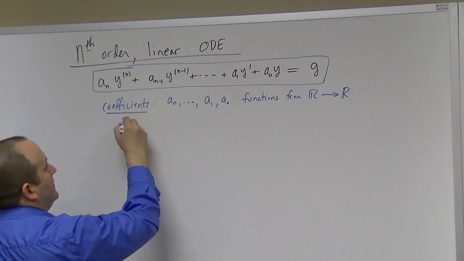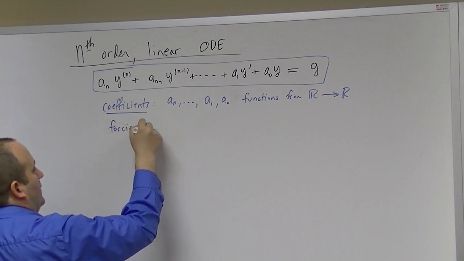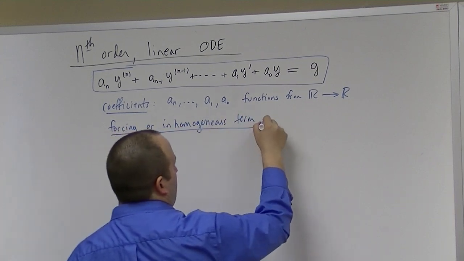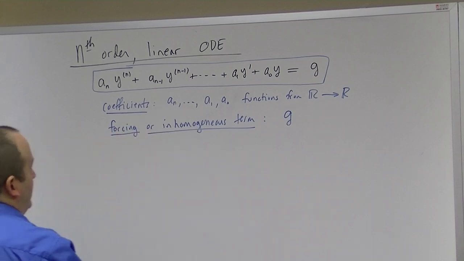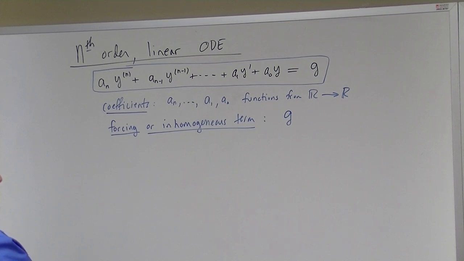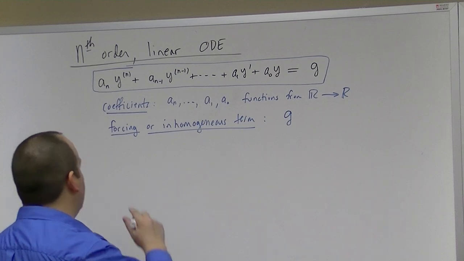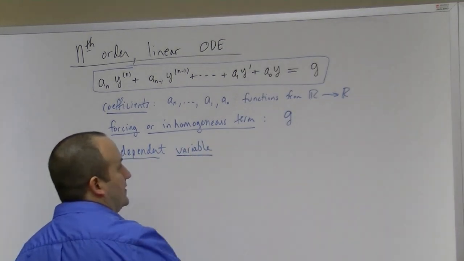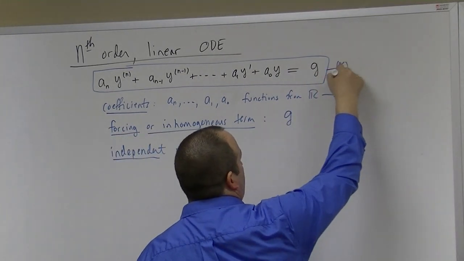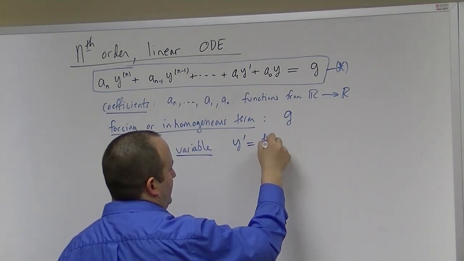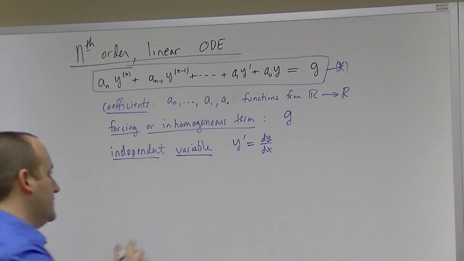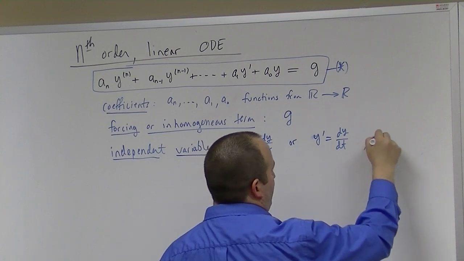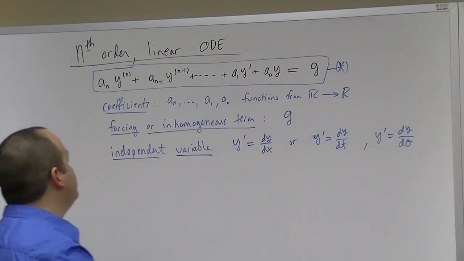Now, g, the so-called forcing term, or inhomogeneous term, is what I'm calling g. You notice I haven't written the independent variable here. Traditionally, the independent variable is either taken to be t or x in most of what I do. So the independent variable is actually ambiguous for my current statement of, let me call this star. Sometimes I'll say y prime is dy dx. If I say that, then the independent variable is x. Or it could be that y prime is dy dt. Or you could have y prime is dy d theta. You've got choices. Whatever.